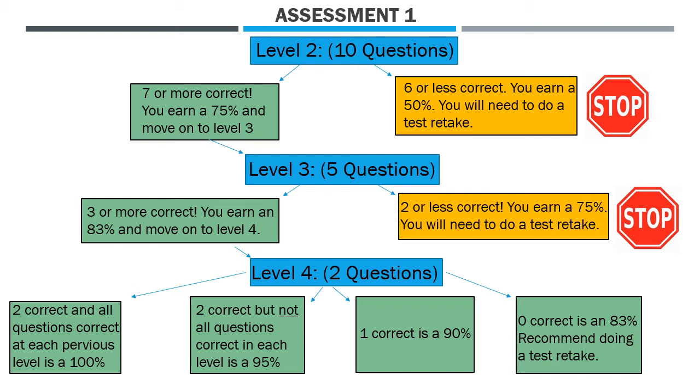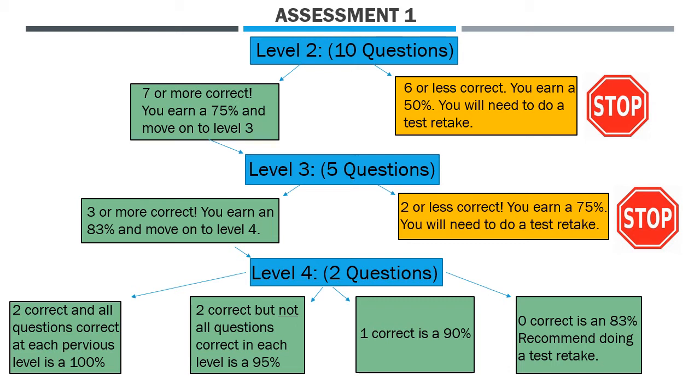Let's say you actually get 7 or more correct. So anywhere from 7 correct to 10 correct, you get a 75% regardless. You will then move on to level 3, where there's 5 questions. Once again, these questions are a little bit tougher. You only need to get 3 or more correct to earn an 83%. If you get 2 or less correct, you earn a 75% for that test. But you will stop. You will not move on to level 4. You'll need to do a remediation assignment, and then you'll be able to retake the test later.